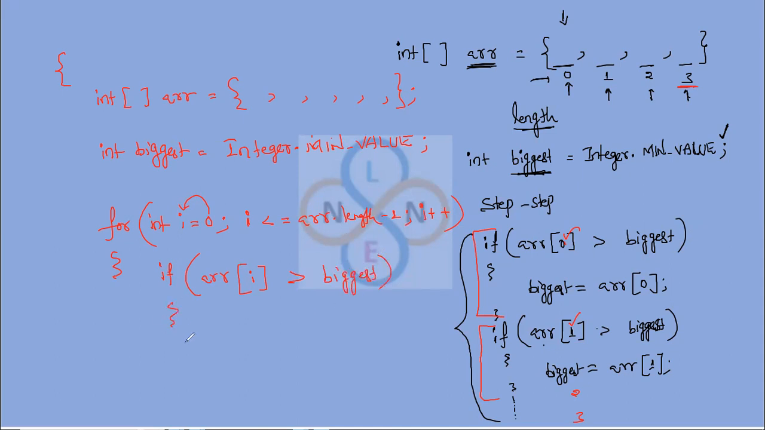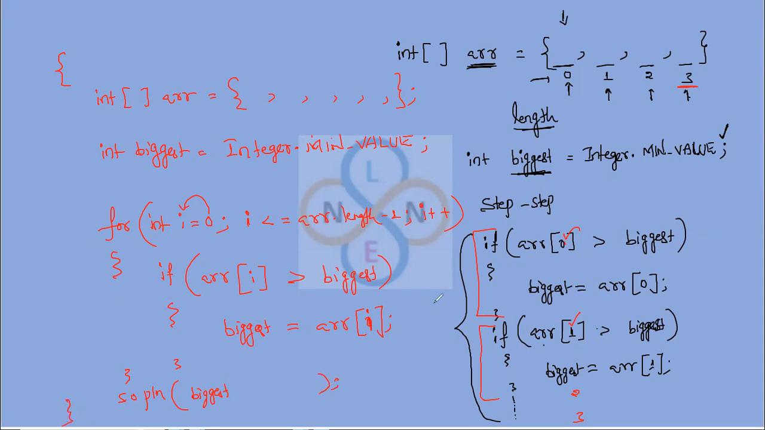Then if it is so, we are supposed to copy that array element, sorry, arr of i, into this variable called biggest. Then finally, closing of the for loop, and outside the for loop, if you use a print statement and print the variable name as biggest, it gives the output as the biggest element of the array, and closing of the main method.